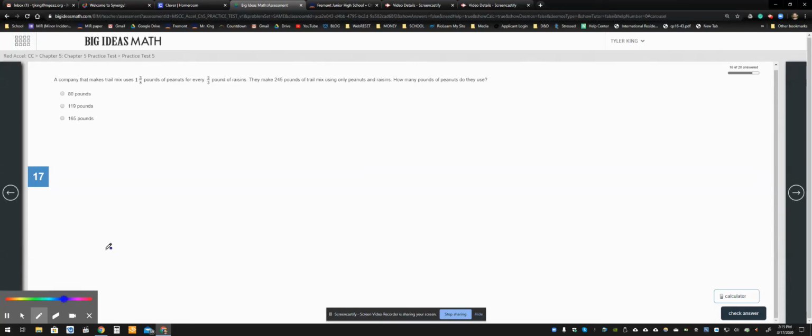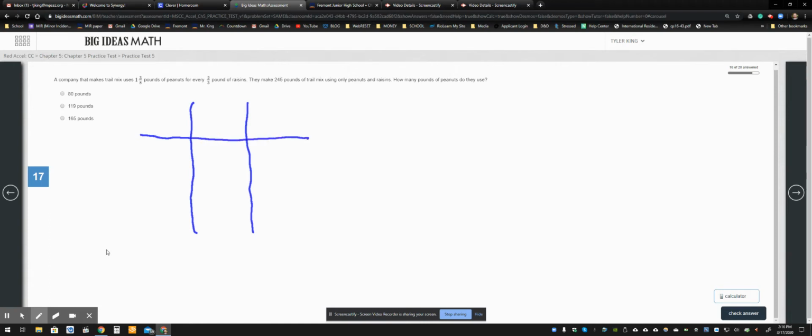Okay, so this is one of those questions that is a mixture question, okay? And when we were doing these in class together, we drew giant tic-tac-toe boards to help us solve these problems. So this big tic-tac-toe board. Now, a company makes trail mix, uses 1 3/8 pounds of peanuts for every 2/3 pounds of raisins. They make 245 pounds of trail mix using only peanuts and raisins. How many pounds of peanuts do they use?